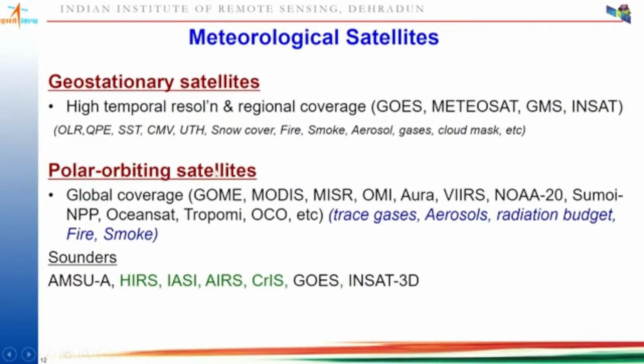Similarly, we have polar orbiting satellites which have global coverage, like those carrying GOME, MODIS, MISR and OMI. These sensors, such as MISR and OMI on Aura, do not measure only one parameter but a series of parameters. For example, they can measure aerosol, ozone and CO. Some sensors can measure CH4, depending on the wavelength of the sensor and the purpose for which it was launched. So a sensor cannot measure all parameters, but it can measure one or more parameters.